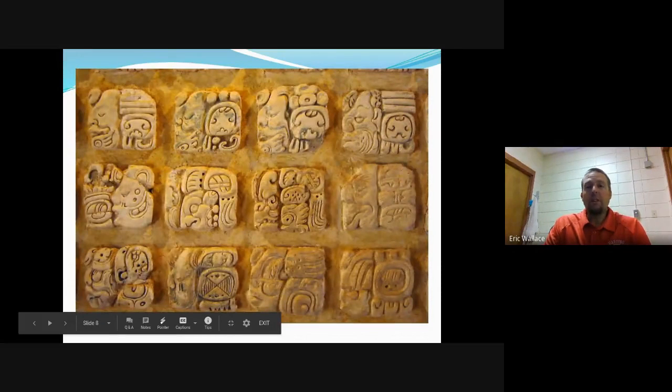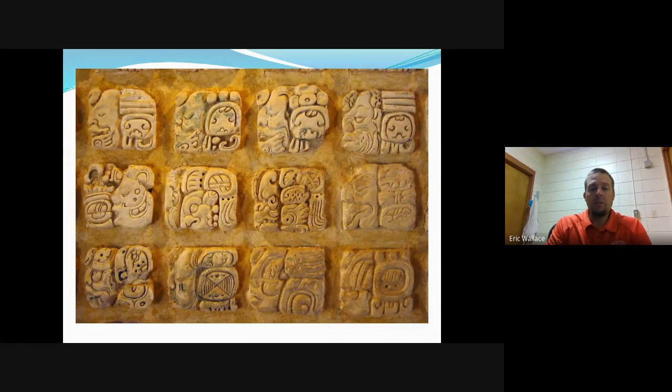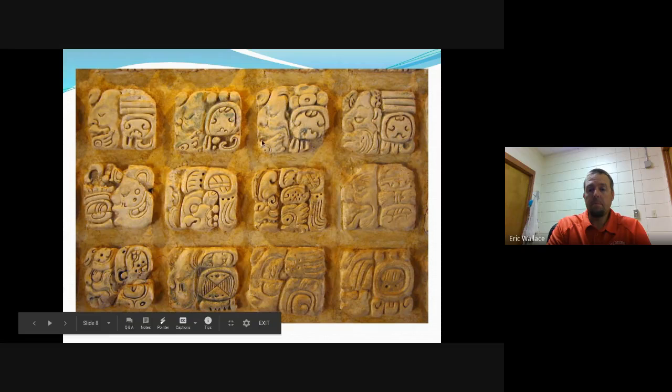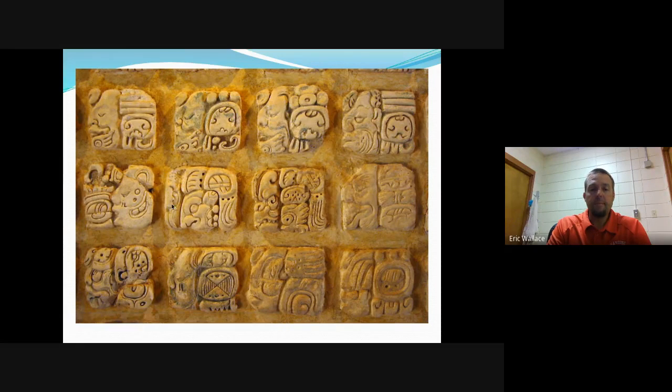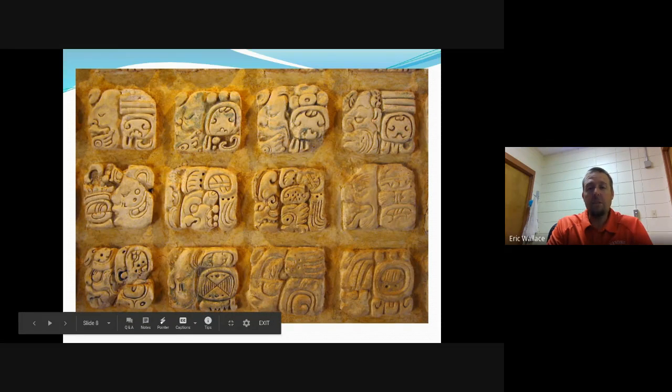This is the Mayan hieroglyphics. You can see the pictures and the symbols that represented different words, different phrases. And if you have questions, don't ask, because I don't have a clue what these pictures or symbols mean. I just have a picture of Mayan hieroglyphics.